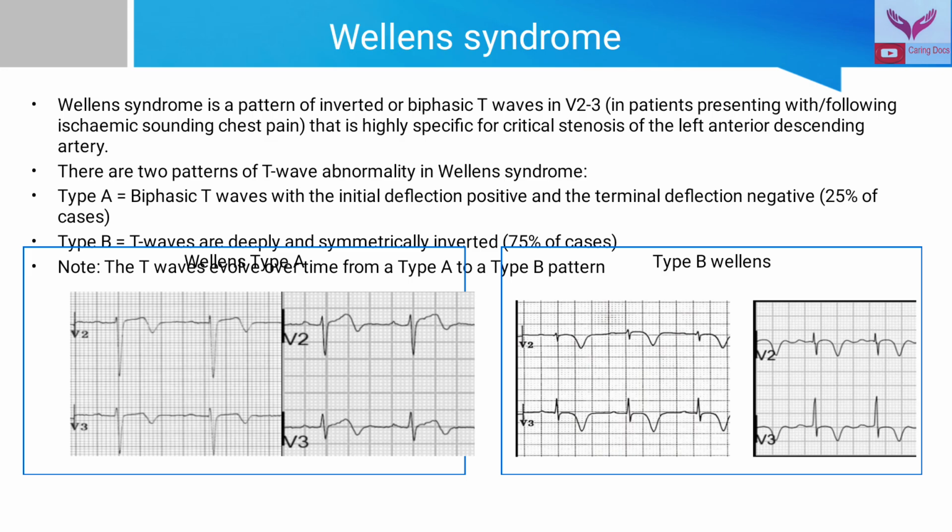Type A is biphasic T waves with initial deflection positive and terminal deflection negative, seen in 25% of the cases. And type B is T waves that are deeply and symmetrically inverted, seen in 75% of the cases. The first ECG represents type A, and the second on the right side represents Wellens type B.